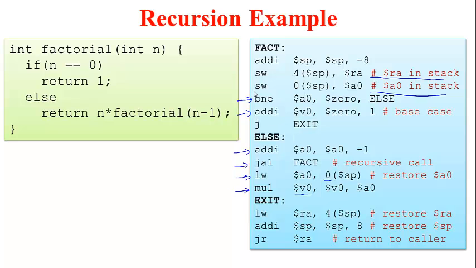because I have stored it at the top of the stack, and then before exiting I have to restore $RA, and I also have to restore $SP. Note that I don't have to restore $A0 here because as a callee I don't have the responsibility of handling $A0. So before returning I restore $RA, $SP and return. That's it.